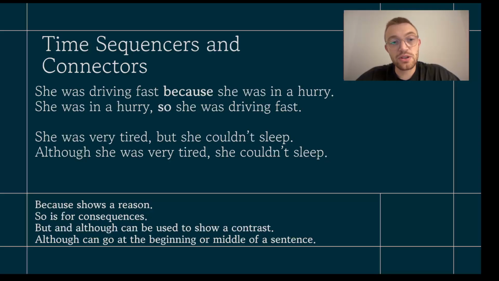But is very simple. You just put it after the main sentence, the main clause, right? She was very tired, but she couldn't sleep. You can't move that but anywhere else. You can't say, but she couldn't sleep. She was very. That doesn't work. She couldn't sleep, but she was very tired. That makes sense, but it's a different meaning. Okay, it just has to go in the middle.